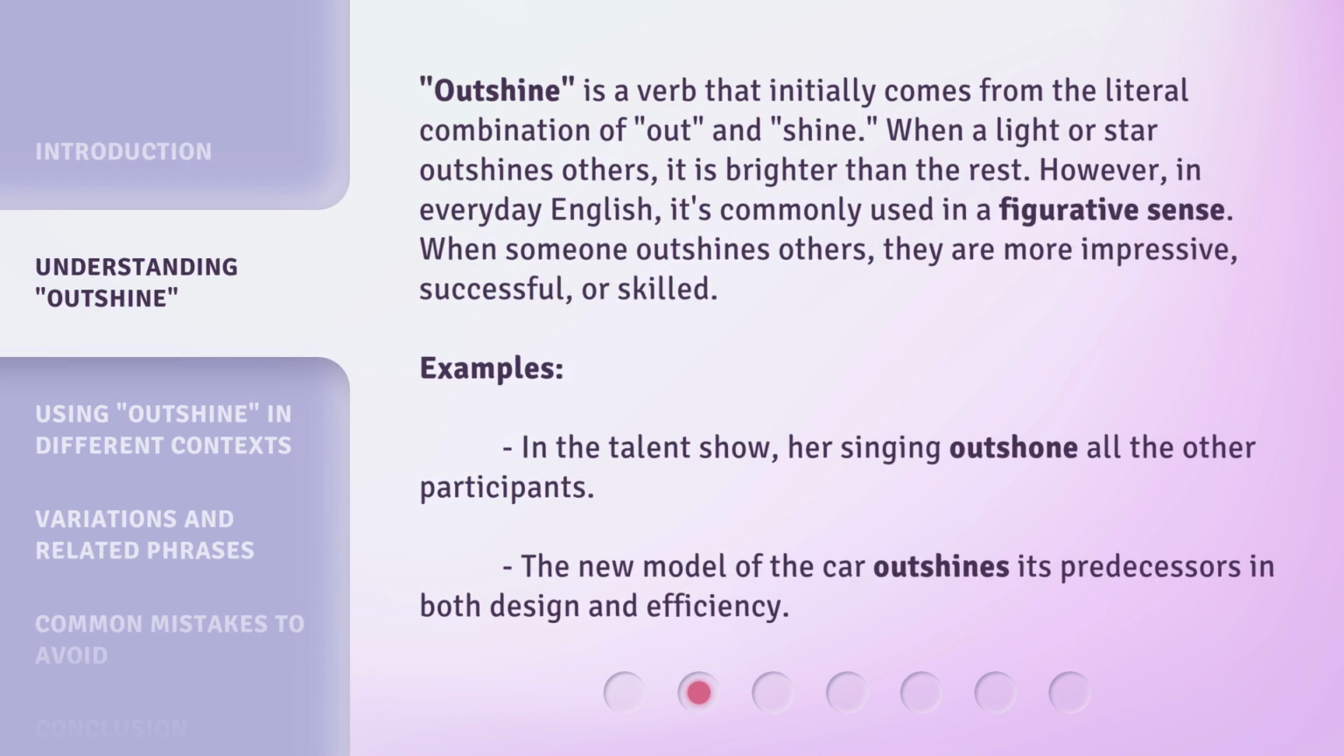Outshine is a verb that initially comes from the literal combination of out and shine. When a light or star outshines others, it is brighter than the rest. However, in everyday English, it's commonly used in a figurative sense. When someone outshines others, they are more impressive, successful, or skilled.